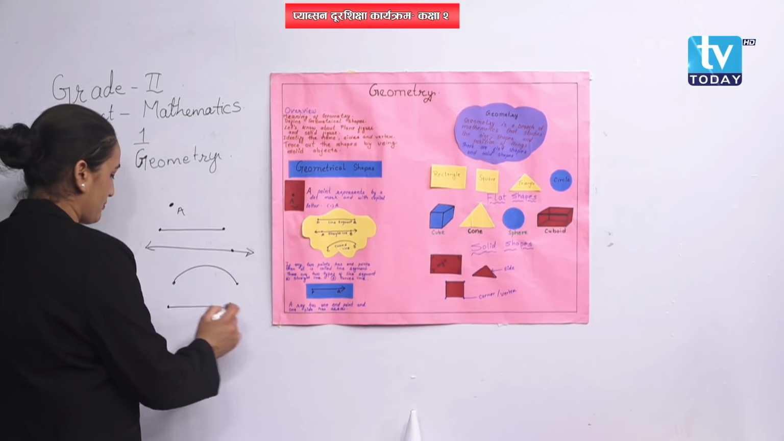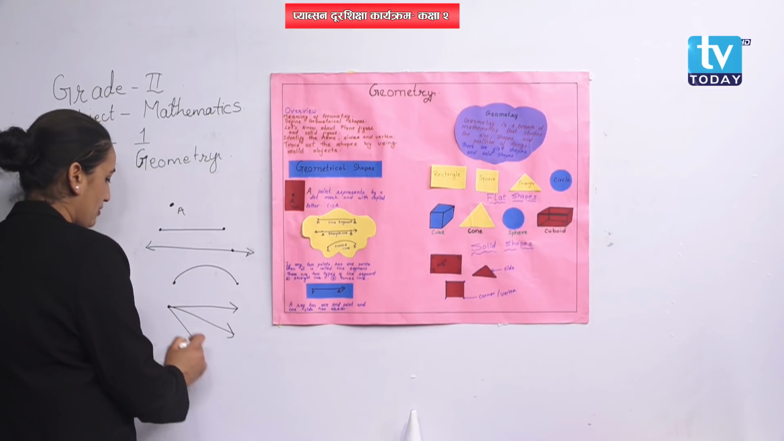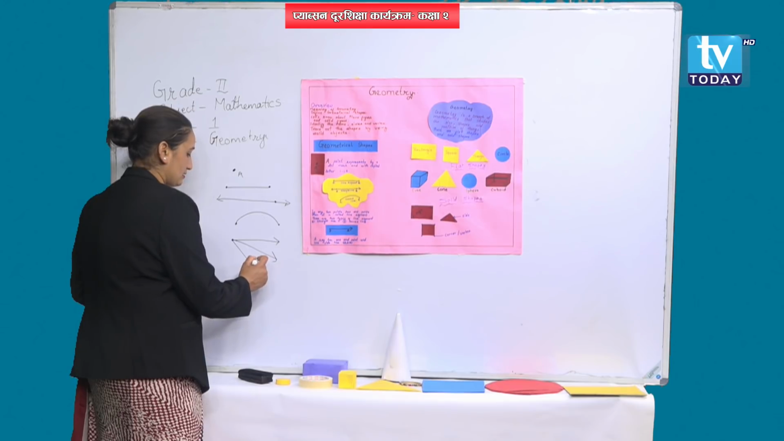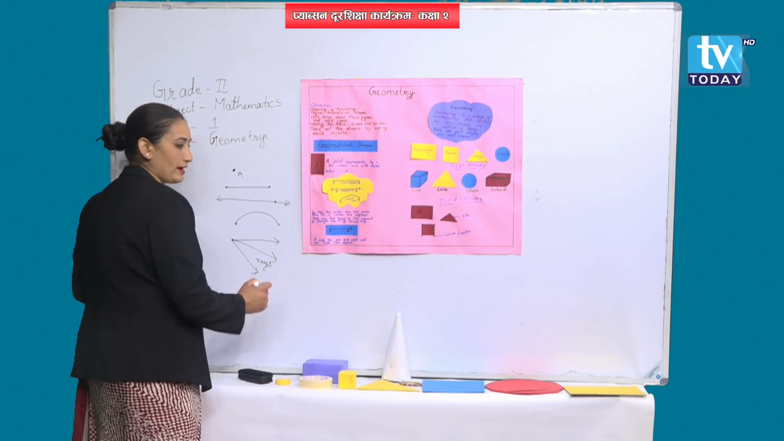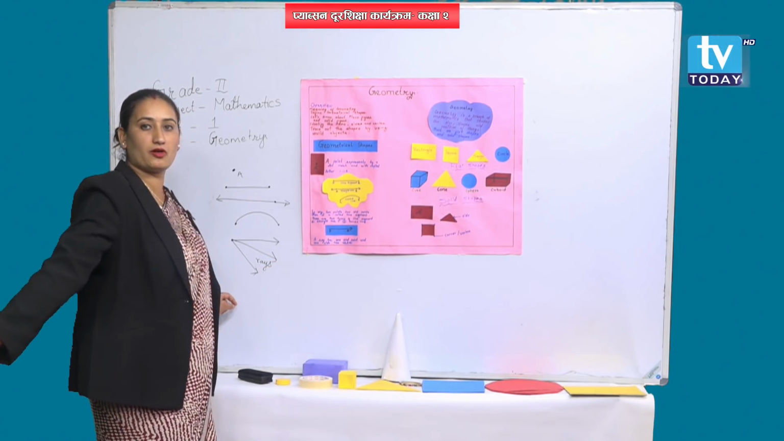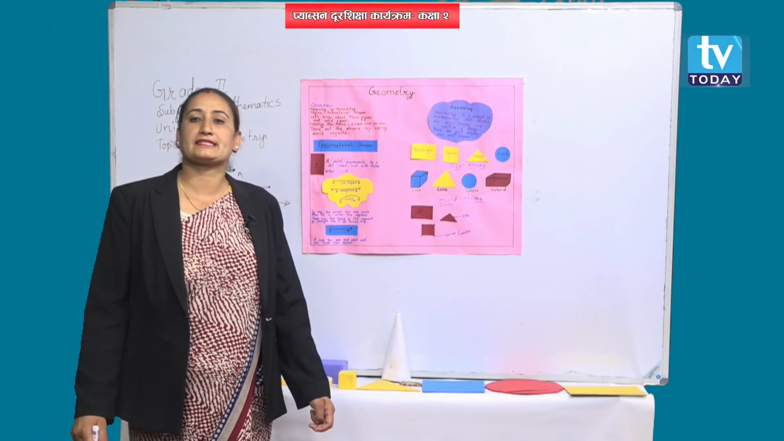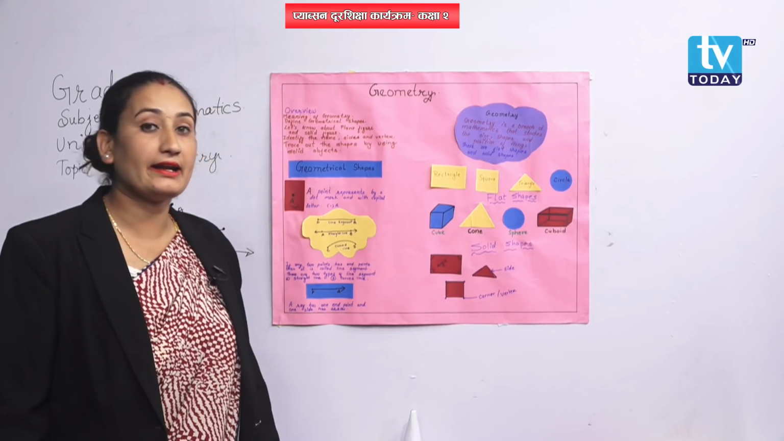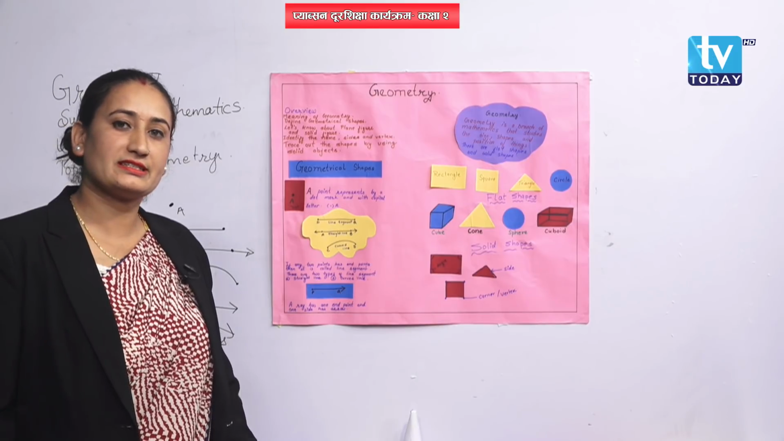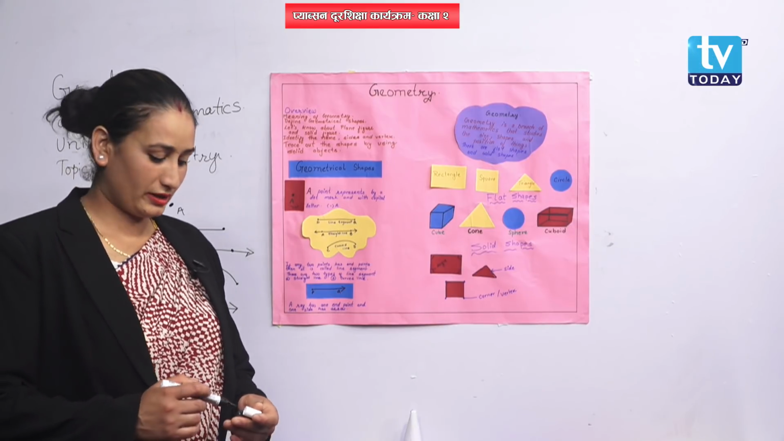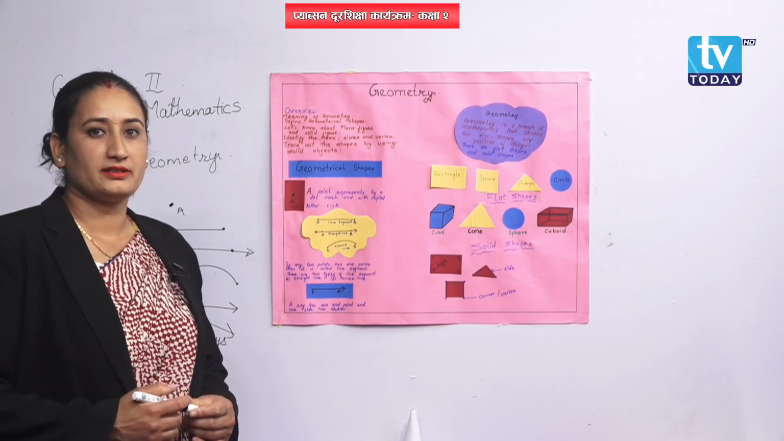In spread from here, from here, from here. That means these are known as the rays, coming from one point and spreading all over the world. It's called rays. Do you understand? Okay, very good.